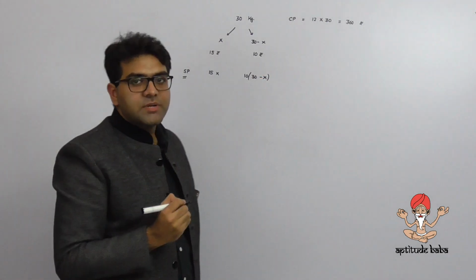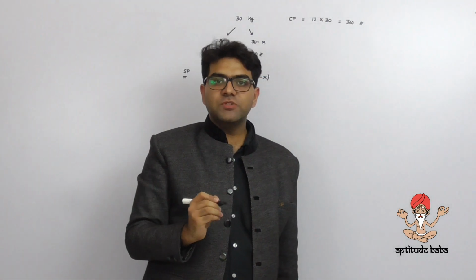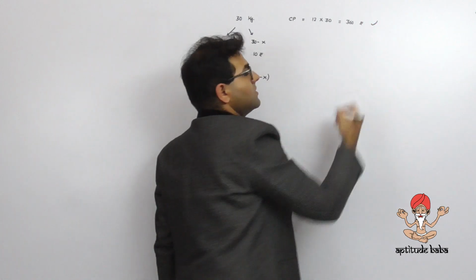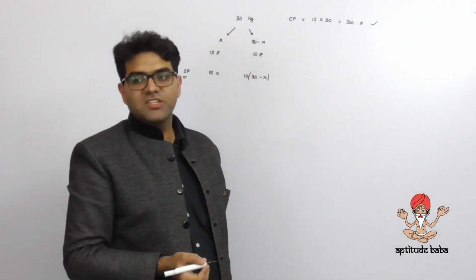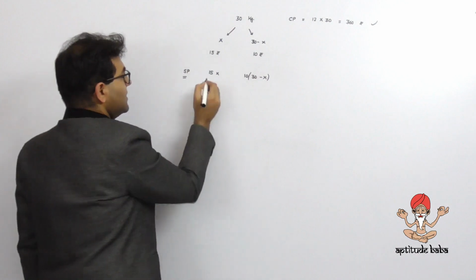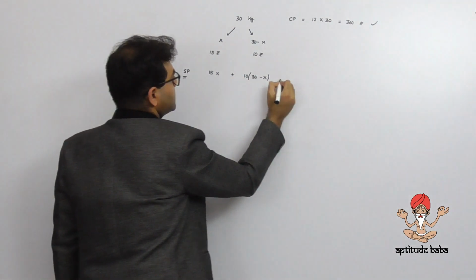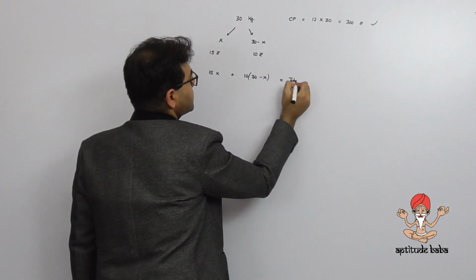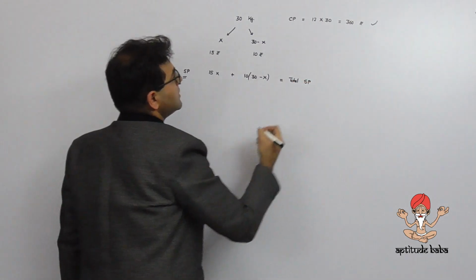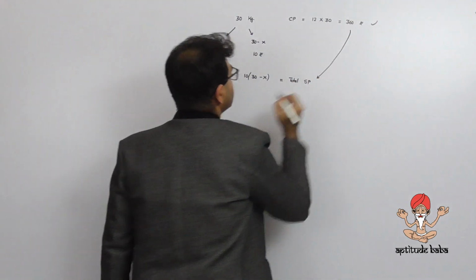As we know, he has made no profit, no loss. That means जो उसका cost price था वही उसका final selling price भी होना चाहिए. So can I say this plus this gives us the total selling price which is numerically equal to the total cost price.